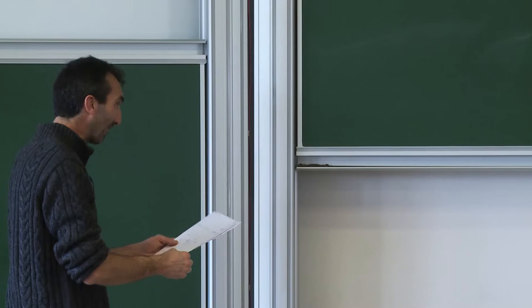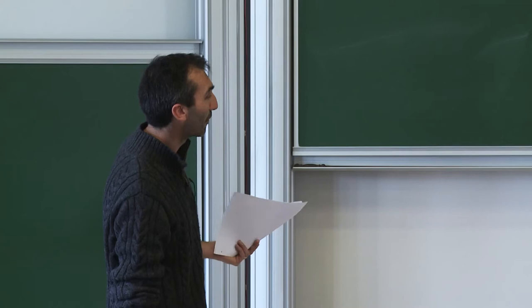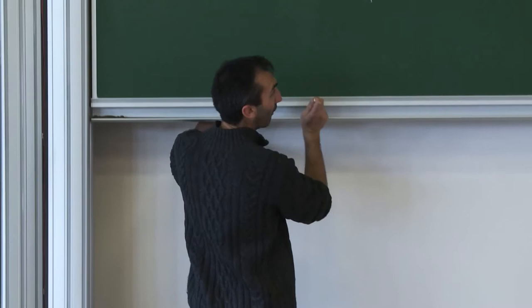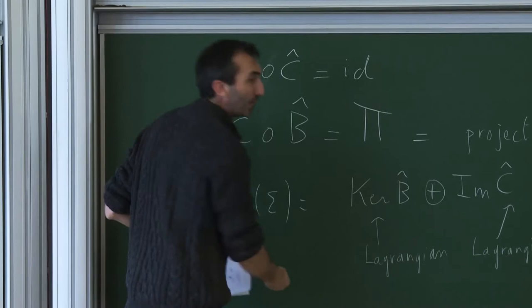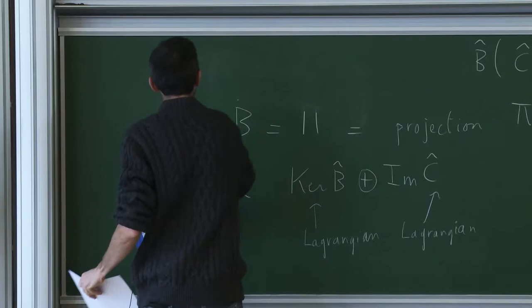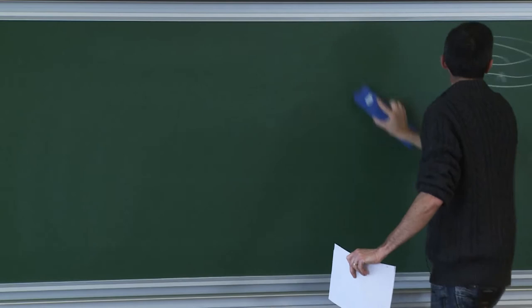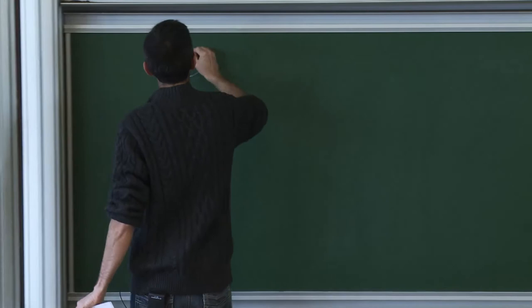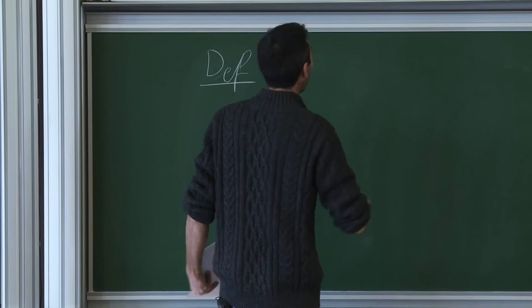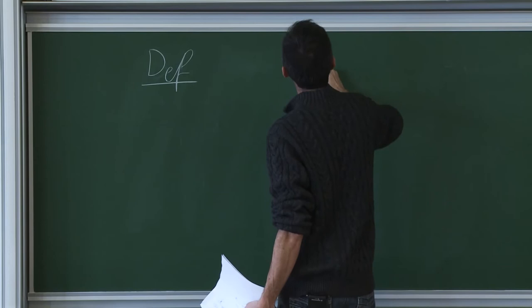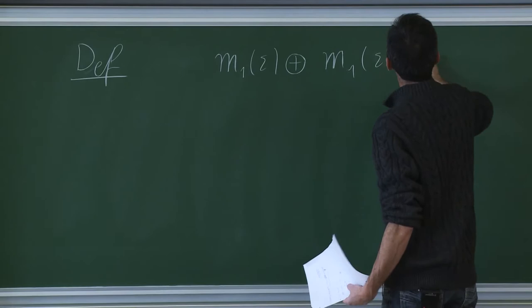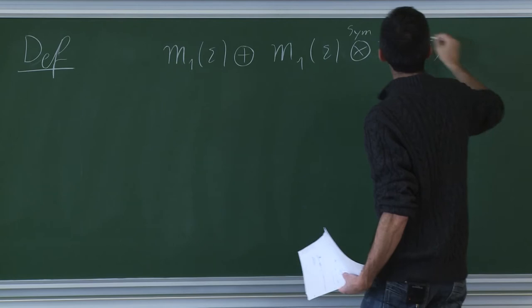But the idea is that I want to use this map to represent tangent vectors in terms of cycles. We want a map that goes from the space of cycles into the tangent space. That's what I need. So I will define a map from M1 of sigma plus M1 of sigma tensor M1 of sigma sym into the tangent space.